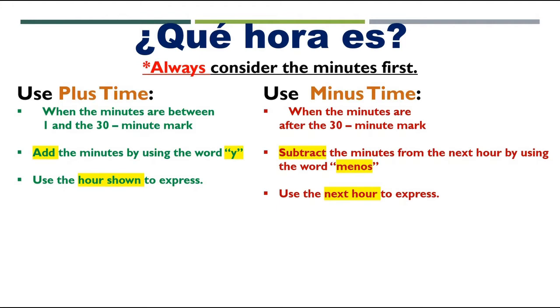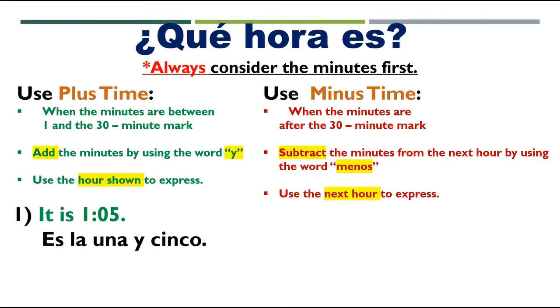Let's look at some examples. It is 1:05. Es la una y cinco. So how do we arrive at the correct time? We focus on the minutes. How many are there? 5. Is 5 between 1 and 30? Yes. So we know we will be using plus time. We know we are going to add the minutes by using the word e.